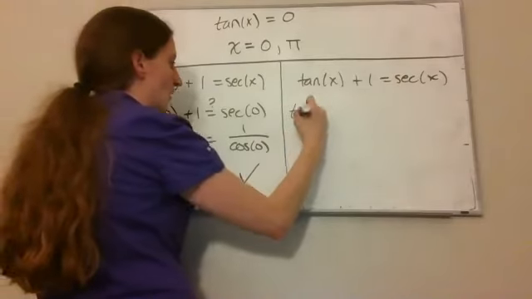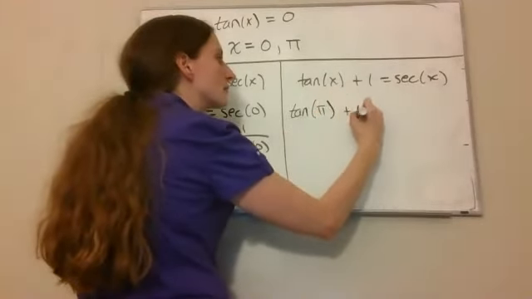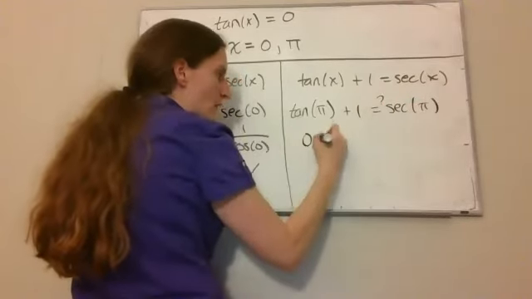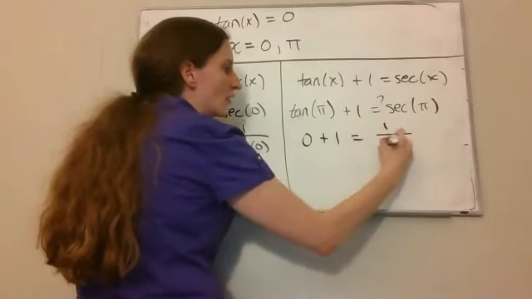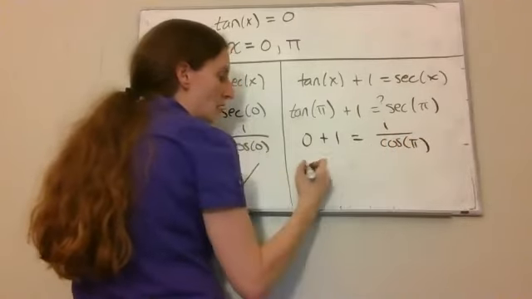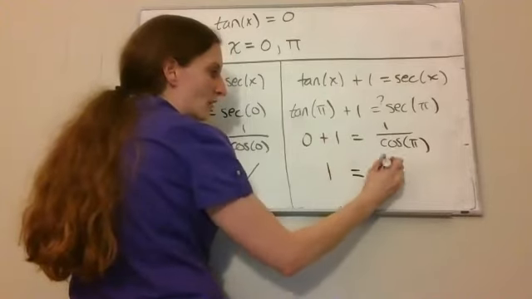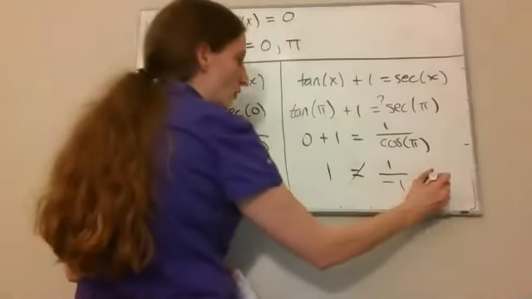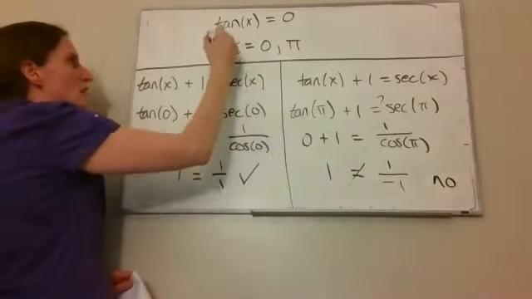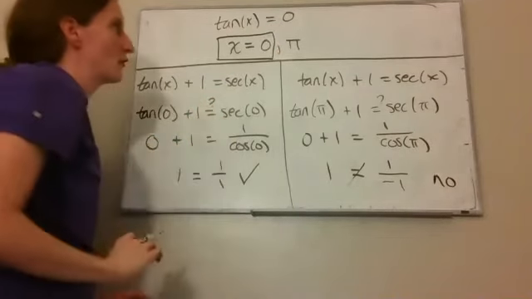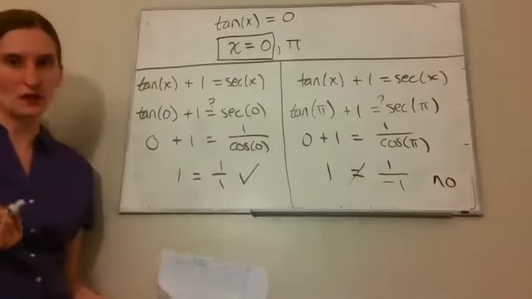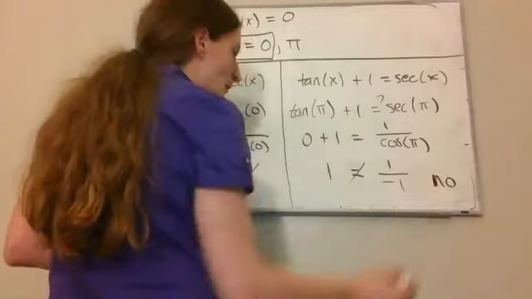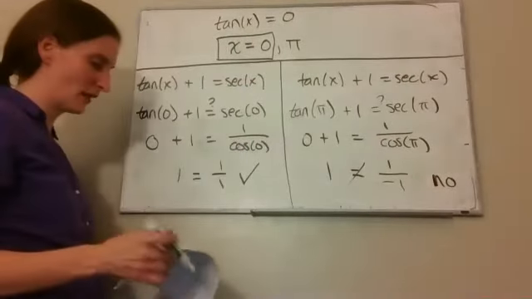Now, if I check this with pi, tangent of pi is 0. Secant of pi is 1 over cosine of pi. Now, cosine of pi is negative 1. And 1 is not equal to 1 over negative 1. So that means my only solution is x equals 0. That x equals pi was an extra solution we created by squaring both sides. So you always should check your work when you square both sides just to make sure you didn't create something extra.